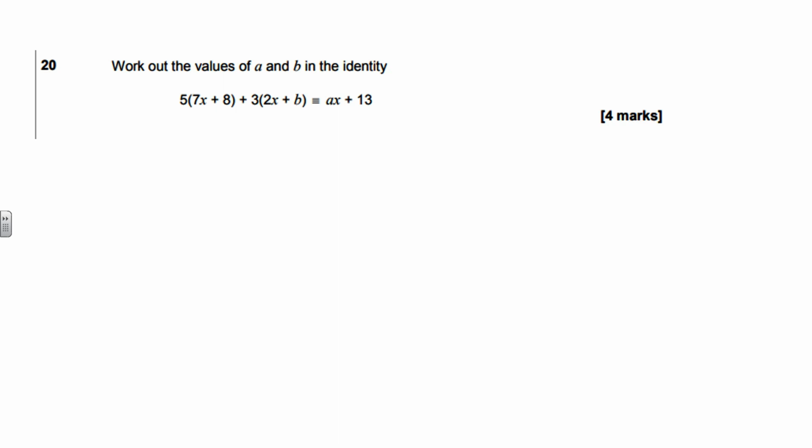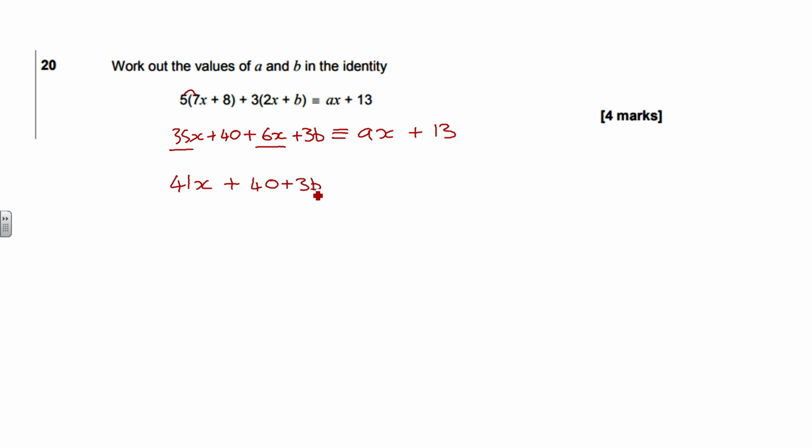So if we imagine just simplifying on the left-hand side, we do 5 times 7x is 35x, plus 5 times 8, which is 40. We'd say then plus 3 times 2x, which is 6x, and then we'd put 3 times whatever else is, which is b. Now that has to give us ax plus 30. So there's still some simplifying to do, because we can see that when we put the x's together, we get 41x, and then we've got the 40 and the 3b left over.